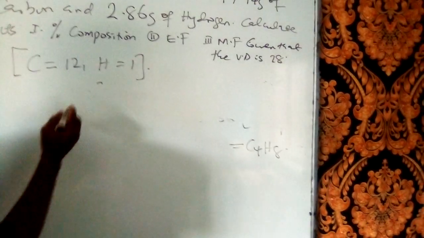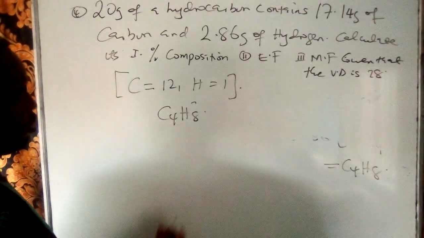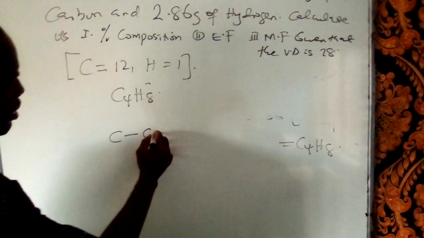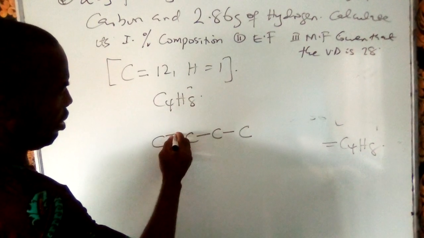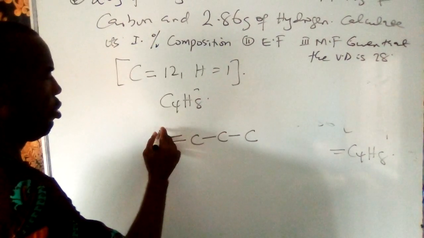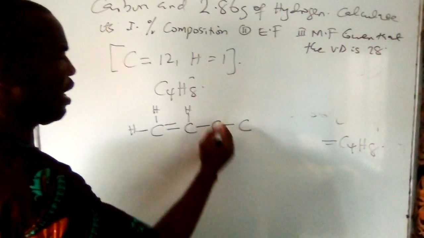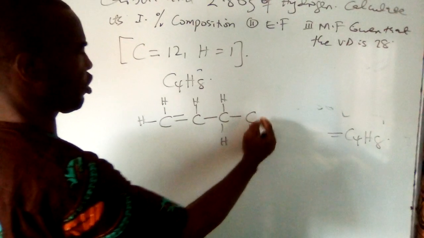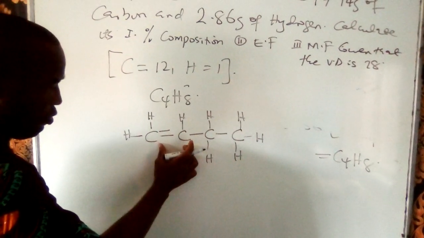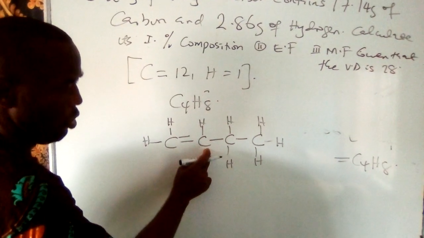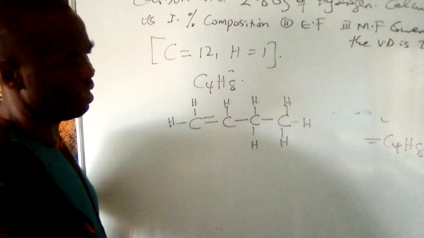C4H8, butene. If you are asked to draw the structural formula of butene, butene is an alkene, and alkenes are noted by having a double bond. So you can put the double bond here, or you can put it here. And put the hydrogen atoms. Whenever you have a double bond between 2 carbon atoms, you remove 2 hydrogen atoms from the adjacent carbons. So there should be 2 missing hydrogen atoms here. So this is but-1-ene. You can still get but-2-ene.